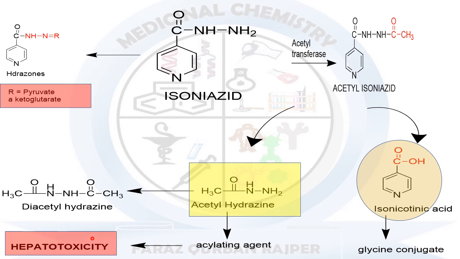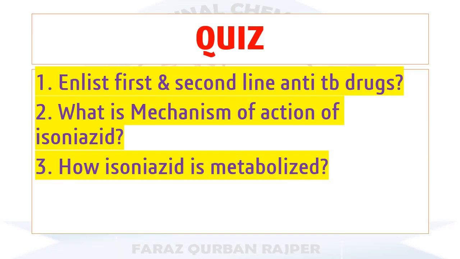Now let's have the quiz for your self-assessment. Question number 1. Enlist the first and second line anti-TB drugs. Number 2. What is the mechanism of action of the isoniazid anti-TB drug? Question number 3. Briefly discuss the metabolism of isoniazid. Over here you have to just mention the different types of metabolites that are found during the metabolism of isoniazid.